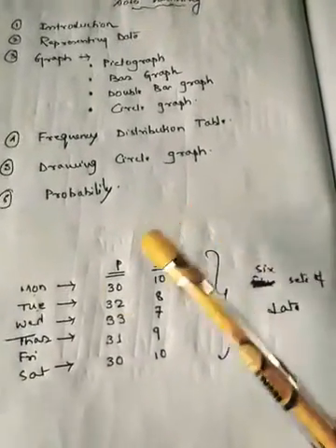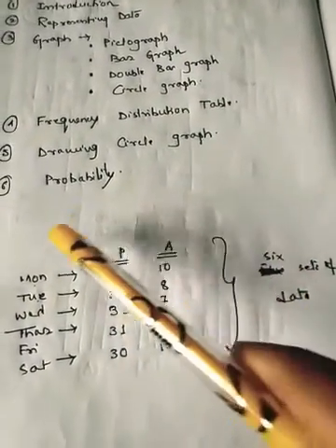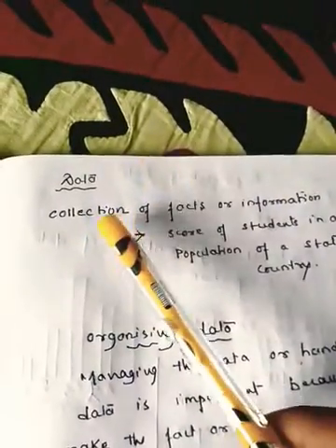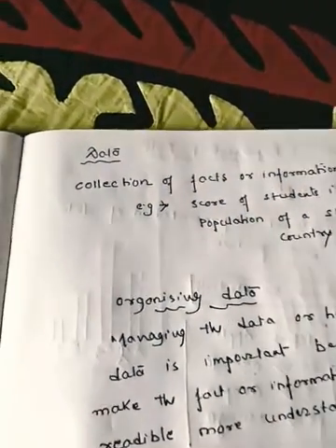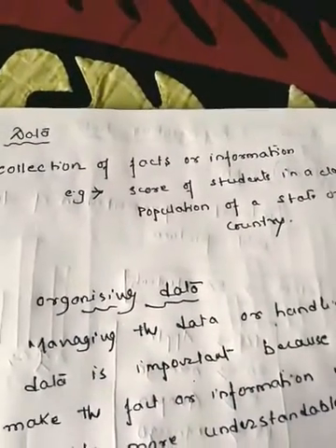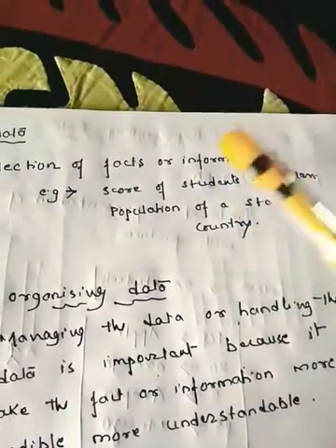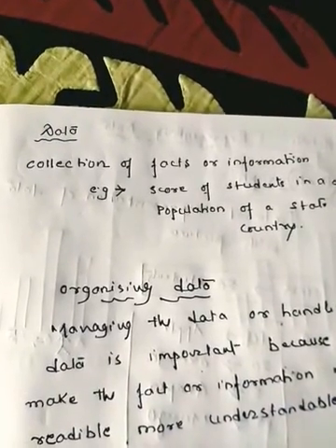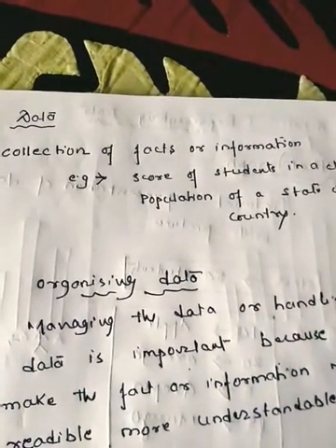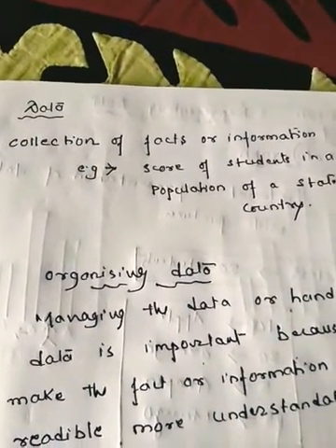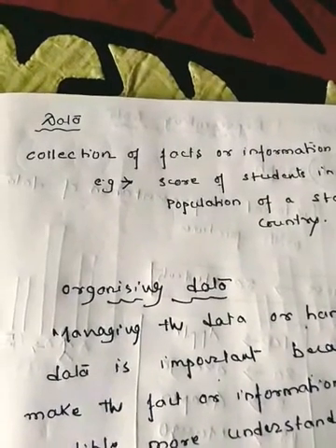Fine. So these are very simple data. Data of 6 sets of data. 6 days' data are given. So I have written 6 sets of data. So what is data, students? Data is nothing but a collection of facts or information. Fine. That is, when any information or any facts we collect, that particular form is called data. Suppose the scores of students in a class, or the population of a state or a country. Fine. The wages of workers of one particular industry. So those are all a collection of facts or information. Fine. So these are called data.